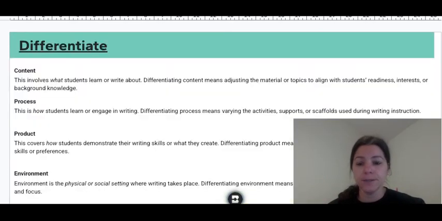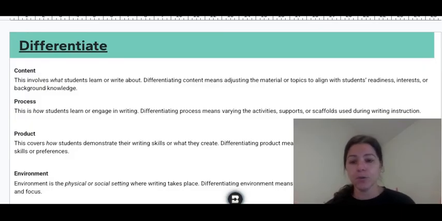So now you may be thinking, okay, I understand that, but what if my students can't do certain things? Well, that's where we have to differentiate. We may have to differentiate the content. We may have to think about what students learn or write about. Differentiating content means adjusting the material or topics to align with our students' readiness, interest, or background knowledge. We have to think about our students' interests, right? Think about the environments we're in and make sure that we're choosing mentor texts and books that are high interest.